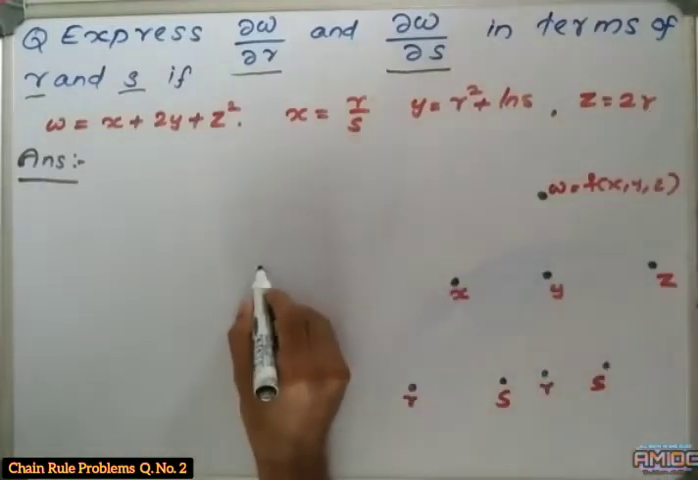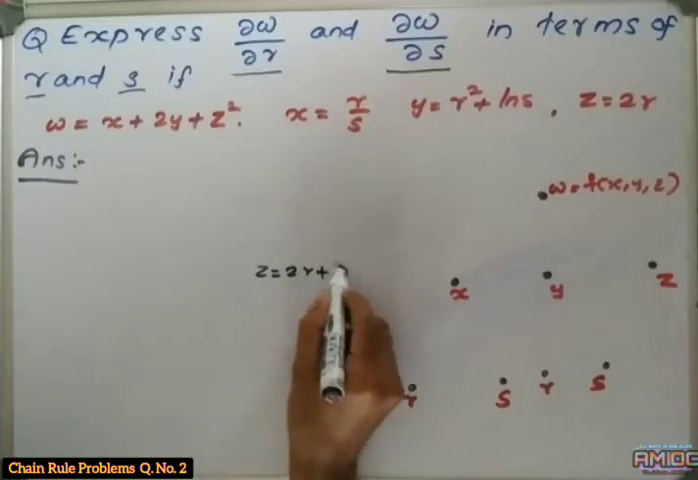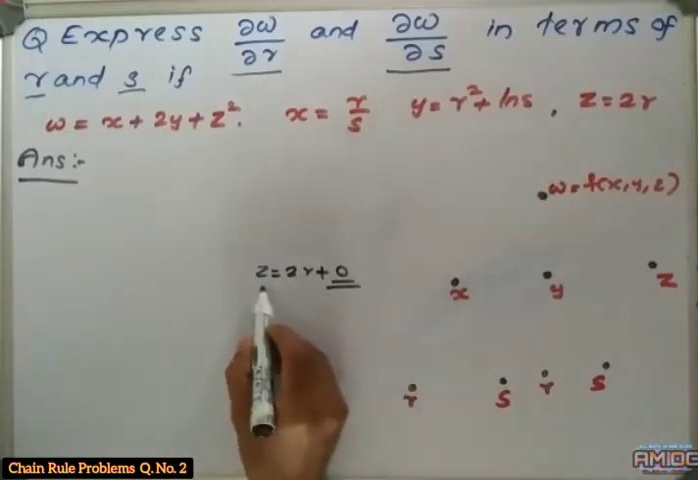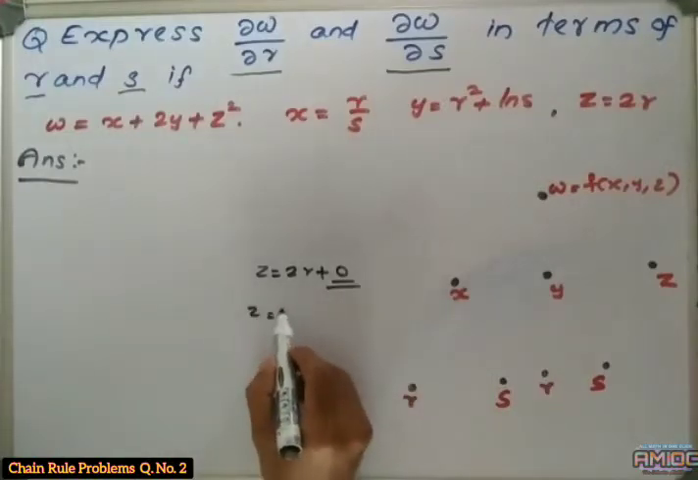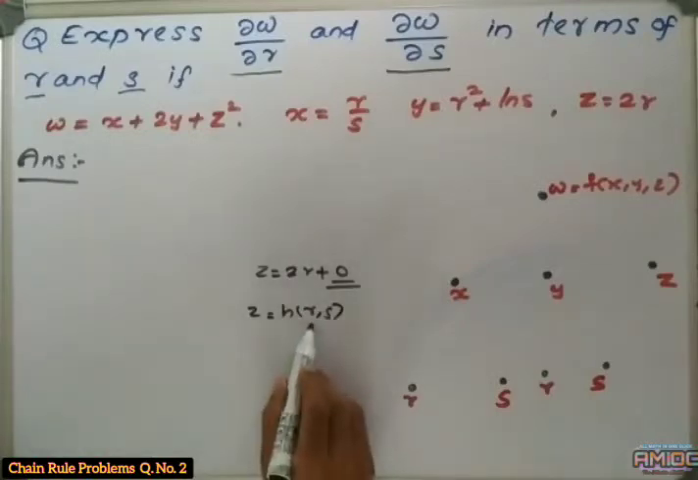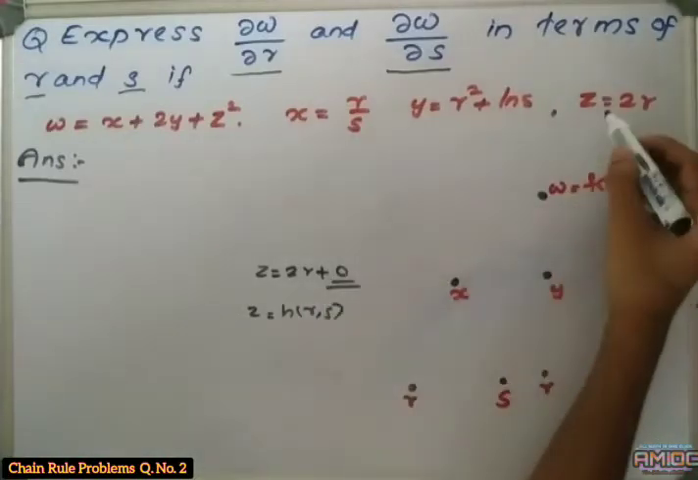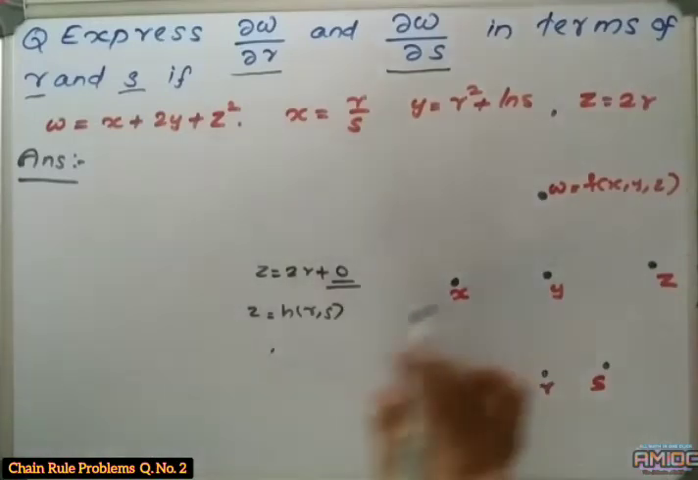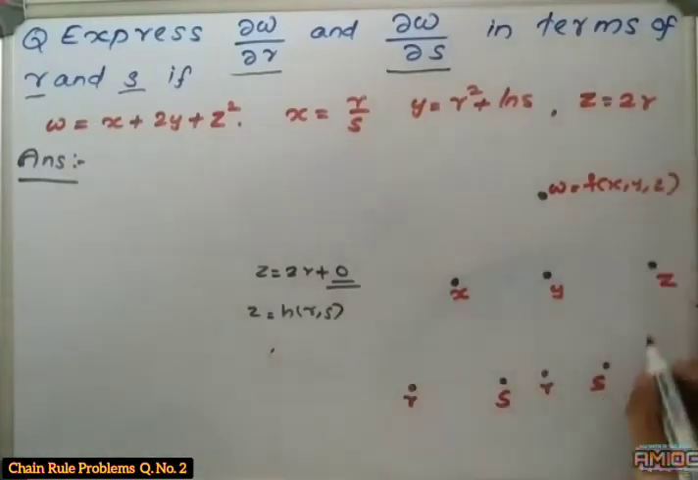If we write z equal to 2r plus 0, we can treat 0 as a term of s. That means z can be treated as z equal to h of r, s. Z is a function in r and s where the s part is 0. Therefore, we can treat z as a function of r only, or as a function of r and s. For similarity, I am treating z as a function of r and s, where the s part is 0.